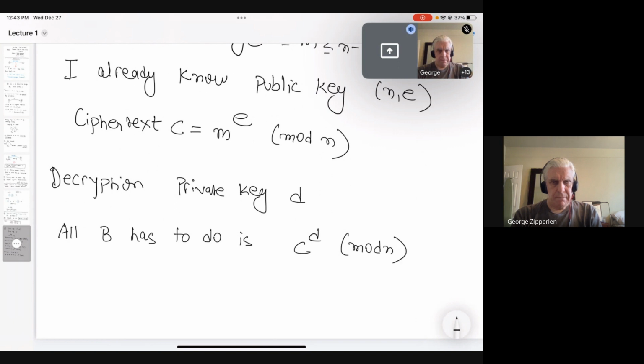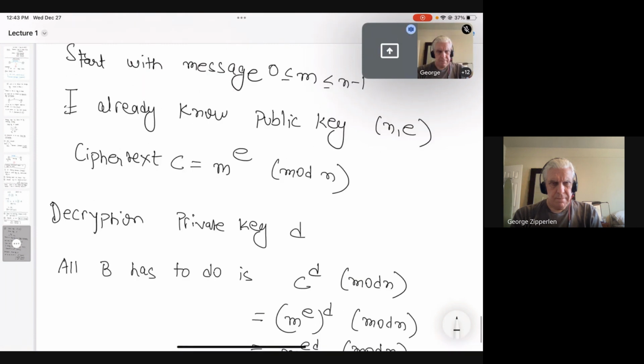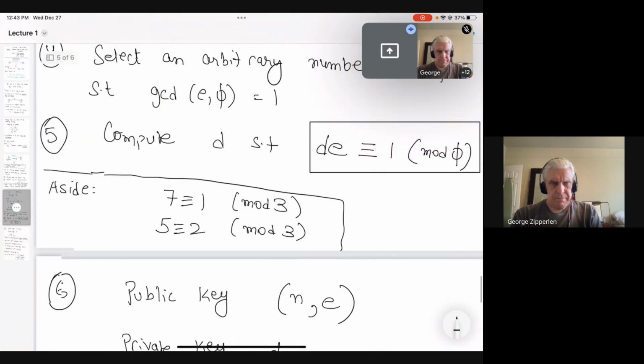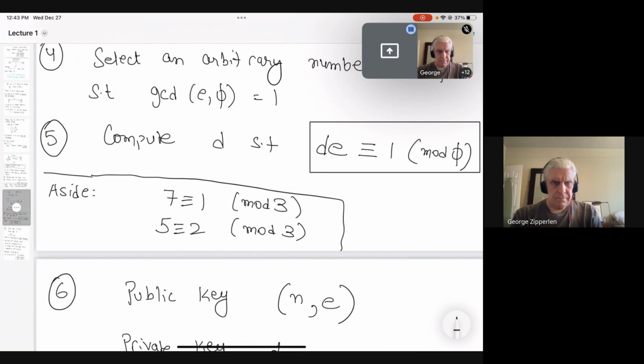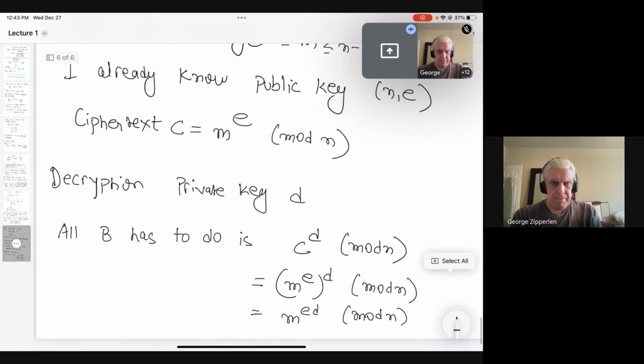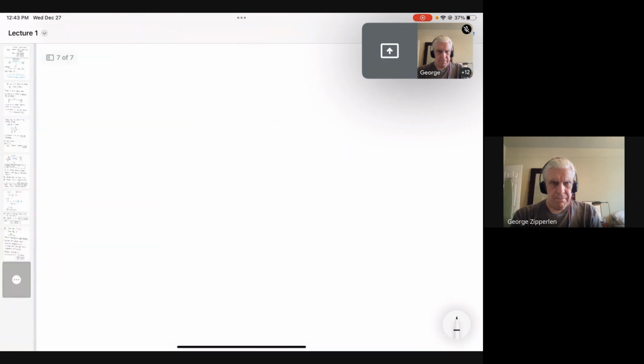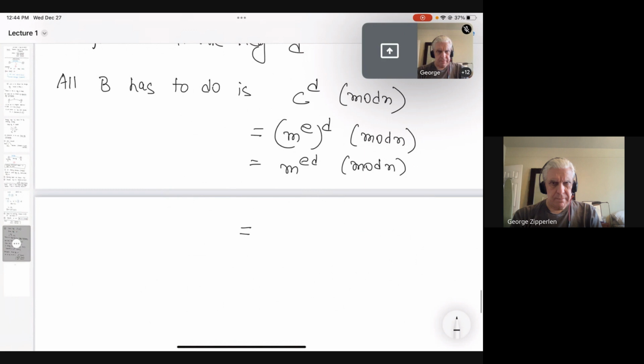So what was C? Our C was this M to the power of E modulo N. So this is rather M to the power E, to the power D, modulo N. But how were E and D chosen? E and D were chosen keeping this property in mind, that when you divide E times D with phi, you get back 1. This will also tell you that when you raise it to the power E times D, you automatically recover M modulo N.